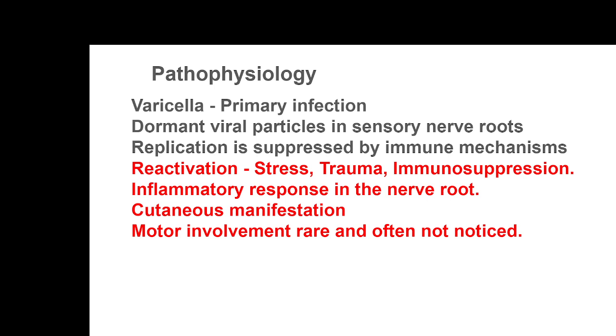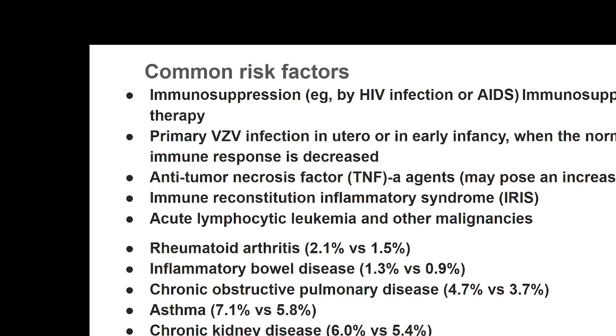The factors like stress, trauma, or any other immunosuppression cause an inflammatory response in the nerve root. There will be replication of the viruses, and that creates inflammation of the nerve roots, and it presents with manifestation in the skin. Motor involvement is rare but often not noticed. Even if it is present, many times it is not noticed as such.